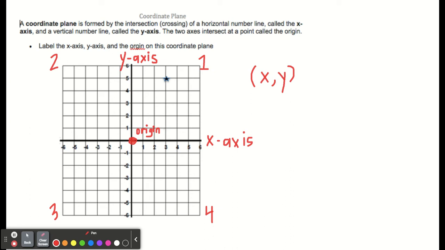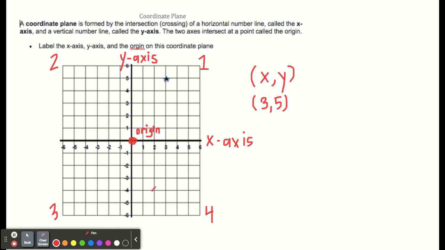So to get this special address, we're going to first get our x number by seeing what the star is lined up with on the x-axis. And the star is lined up with the number 3 on the x-axis. So that is the first number in the ordered pair of the star. The second number is where it is in line with on the y-axis. So here's our y-axis, and the star is in line with 5. So the ordered pair of the star is 3, 5.